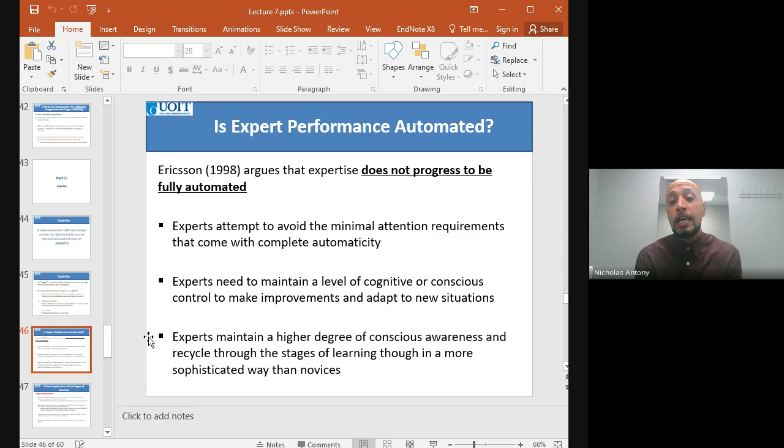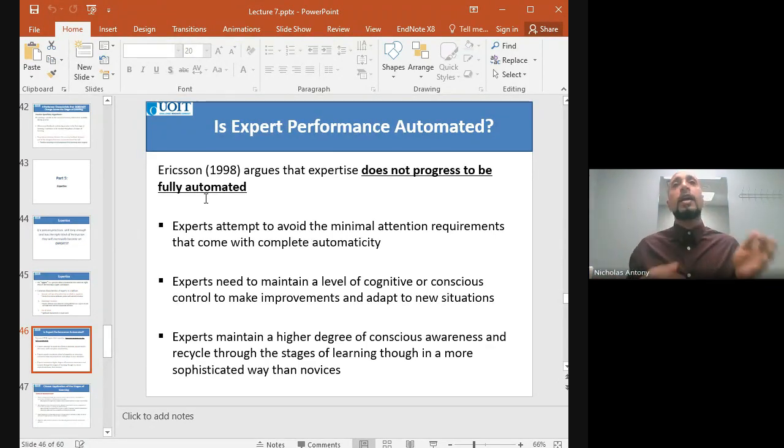Now, because becoming a student of the game, or maintaining your attentional focus on the motor skill you're practicing, is required to become fully an expert in a particular motor skill, it's been argued that, as we were saying about the Fitts and Posner model of learning, you get to the cognitive stage, to the associative stage, to the automatic stage.